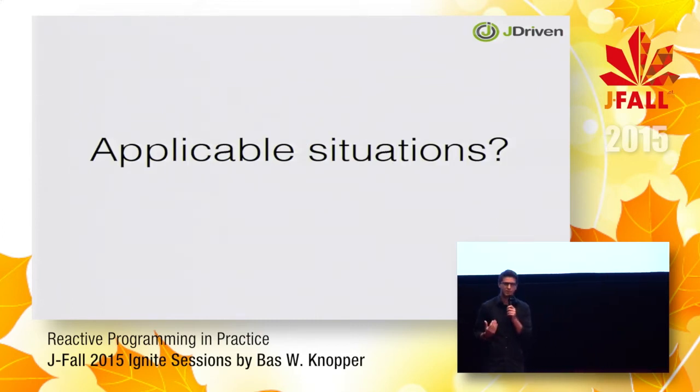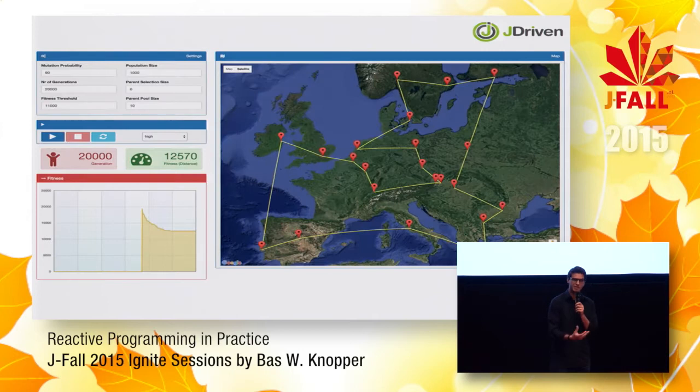So what are applicable situations here? 2 weeks ago, I gave a presentation on GeeCON, on evolutionary algorithms, and I made a demo with a backend, which did some computation, and I wanted to show intermediary results like these. And what did I do?